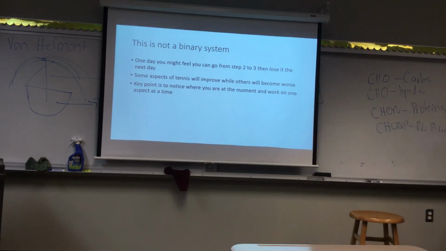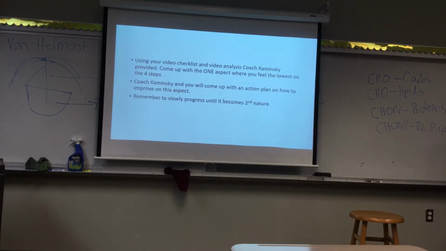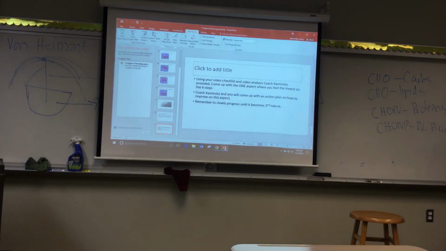Key points to know is where you are at the moment and work on one aspect at a time. So we're going to use a video checklist, analyzing what our shots are, in order to determine what we need to do and what we need to come up with best. Okay? I would like you, along with me, to come up with an action plan on the different aspects of what to do in order to improve our game. And you want to slowly progress until it becomes second nature. Don't go from 2 to 3 immediately and be like, oh, I got this, 3 to 4.